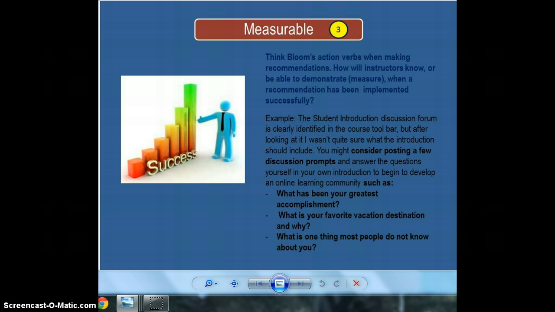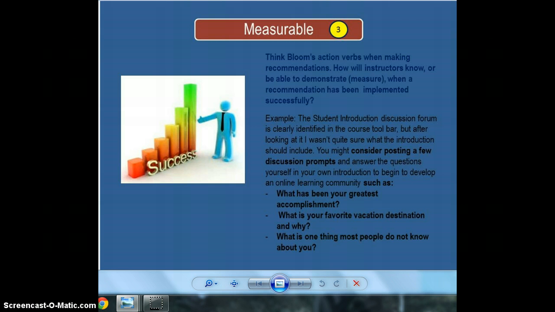The third characteristic is measurable. Think in terms of Bloom's action verbs when making recommendations. How will instructors know or be able to demonstrate or measure when a recommendation has been implemented successfully?